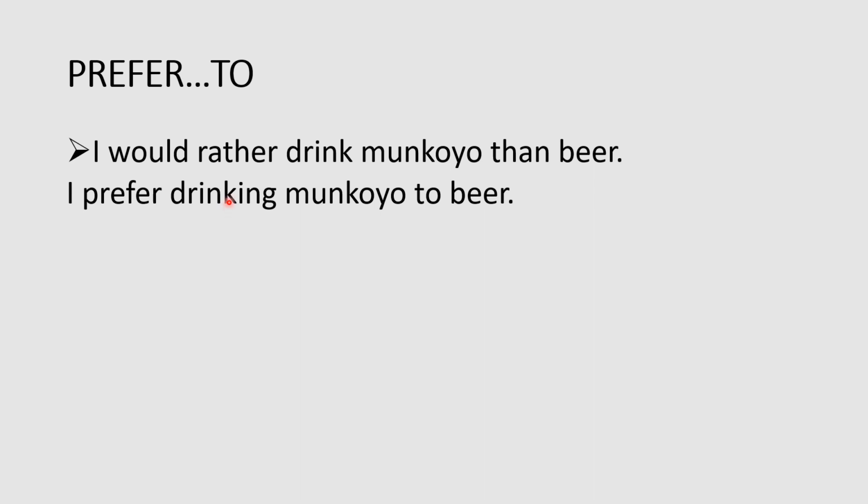Now here is where it gets interesting. On would rather, there will be drink as a verb, the way it is without ing. Then when you're using prefer, you have to add ing. I prefer drinking. So all the verbs should have ing when using prefer, of course when you're transforming from would rather to prefer to. Verbs are doing words like jumping, kicking, eating, laughing, smiling. They are all verbs, so all verbs should have ing. I prefer drinking mkoyo, and than becomes to beer.